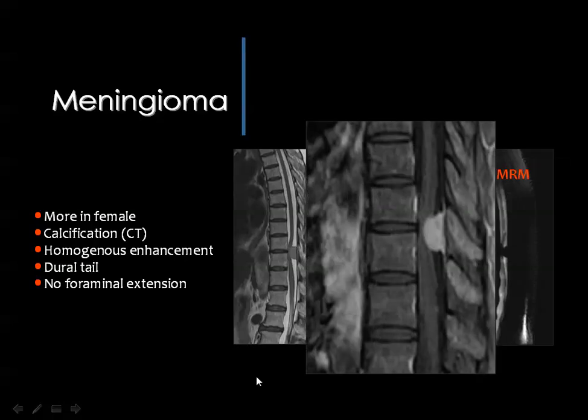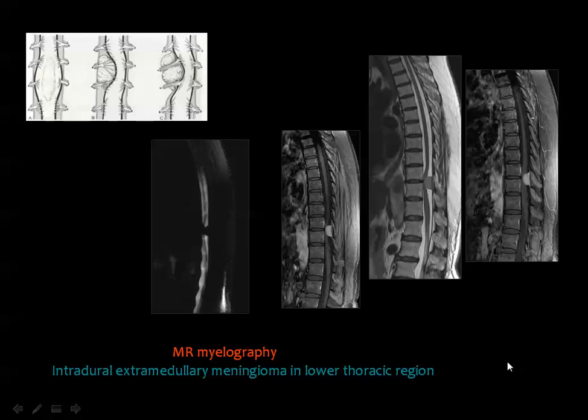Then a meningioma, as I have said, will show homogeneous post-contrast enhancement. You can see the CSF space, as I have mentioned, and you can appreciate also the dural tail. And this is a meningioma inside the spinal canal showing intermediate signal in the T2 weighted images, homogeneous post-contrast enhancement, and this is the tumor by MR myelography.